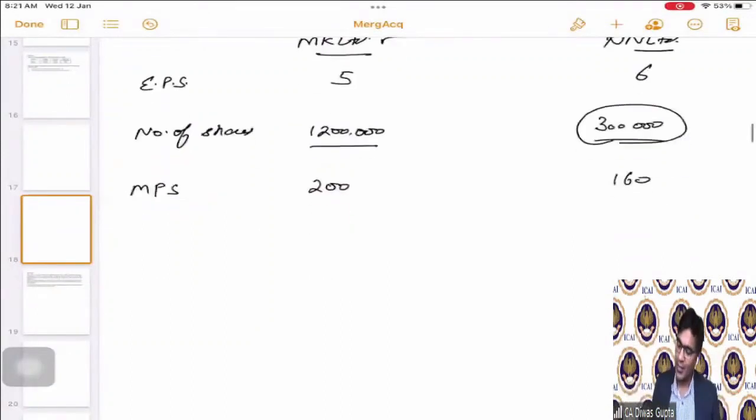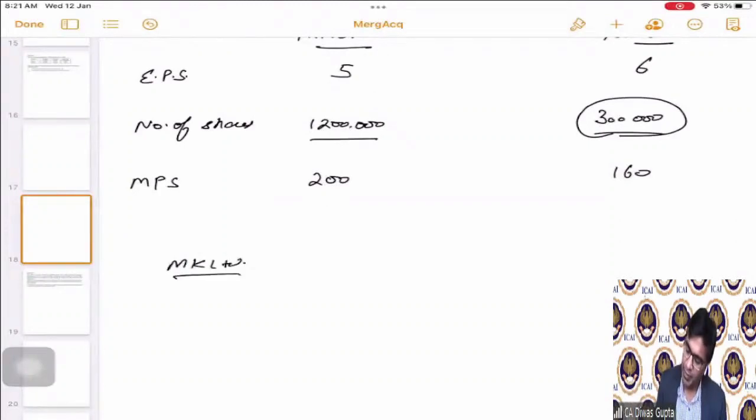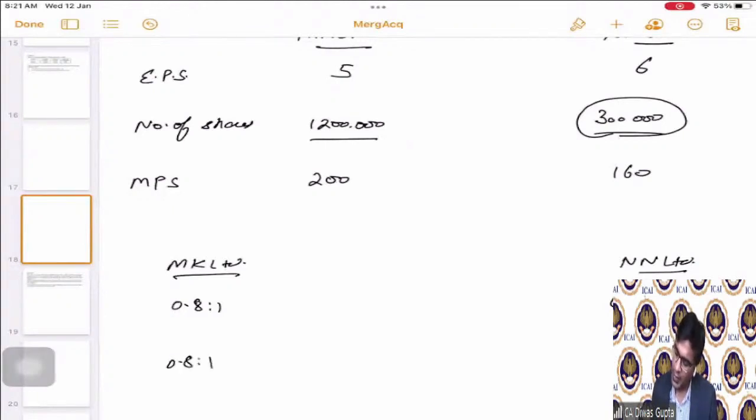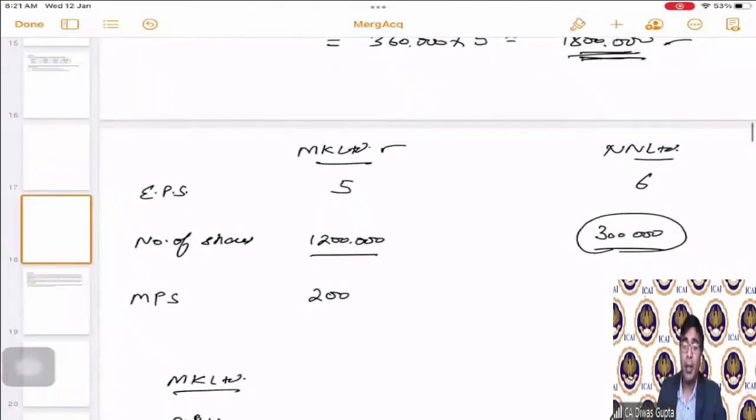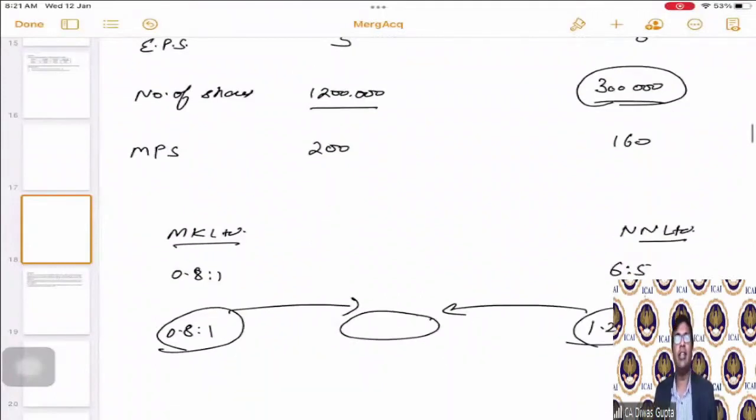So MK Limited will propose an exchange ratio of 0.8:1. NL Limited will propose an exchange ratio of 6:5. Correct. So if I convert this into 1, 6 divided by 5 is equal to 1.2. So 0.8:1 and 1.2:1. Now the negotiation between both of them will start, and finally, they will come to some middle conclusion and do the actual swap basis that. Because the purpose of what we are studying here is to arrive at the minimum and the maximum exchange ratio that can be put in. Correct.